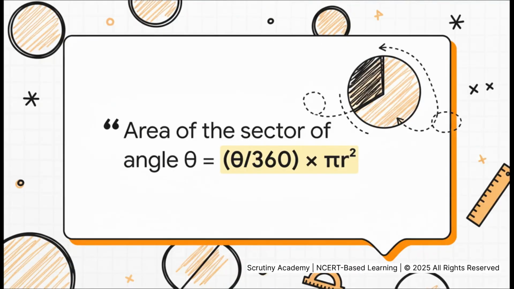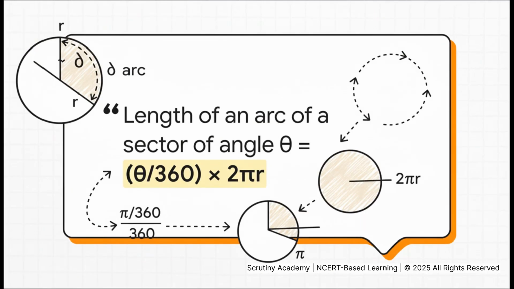And boom, here it is. This is the key takeaway. The area of a sector is just the fraction of the circle it represents. That's theta over 360 multiplied by the circle's total area. This is the first major tool for our kit. Don't forget it.